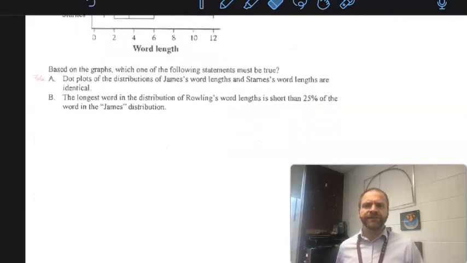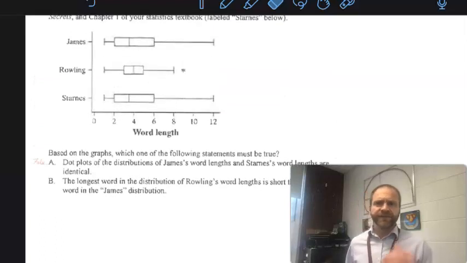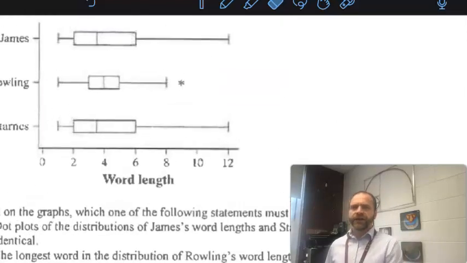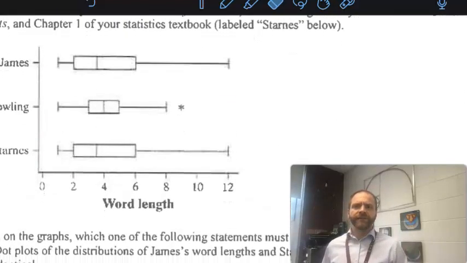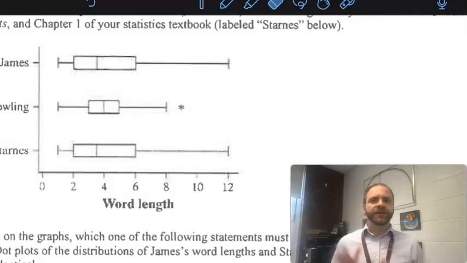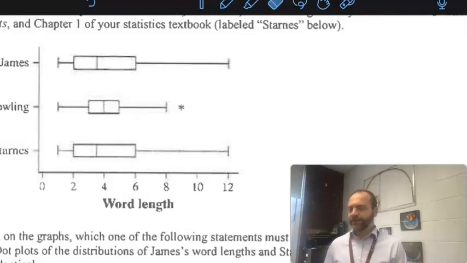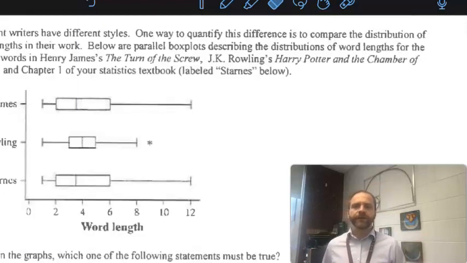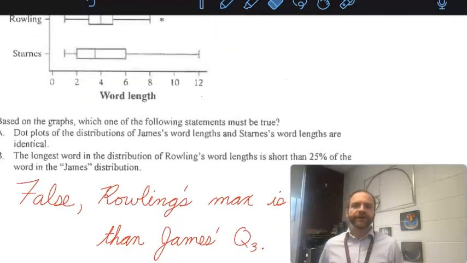So I have A marked false. B says the longest word in the distribution of Rowling's word lengths is shorter than 25% of the words in James's distribution. So okay, I have Rowling and James, that's the top 2 box plots. The largest word in Rowling's, that looks like where that asterisk is, that outlier, that largest word is 9. That's actually bigger than the Q3, the upper 25% of James's. So I'm thinking B is false as well.